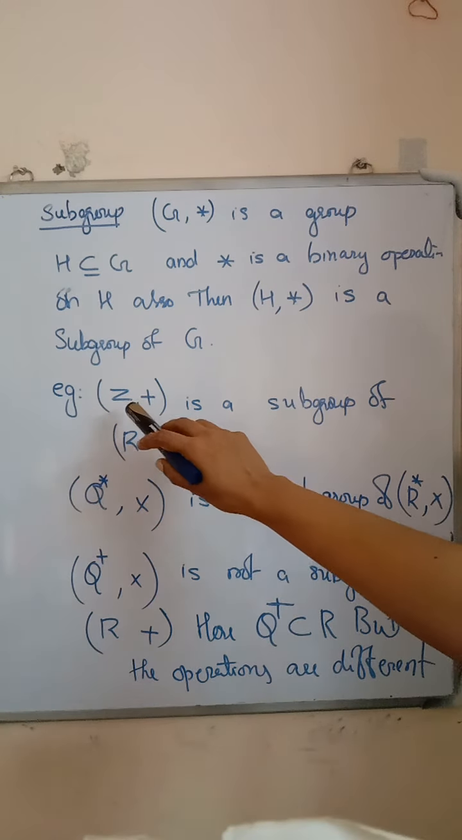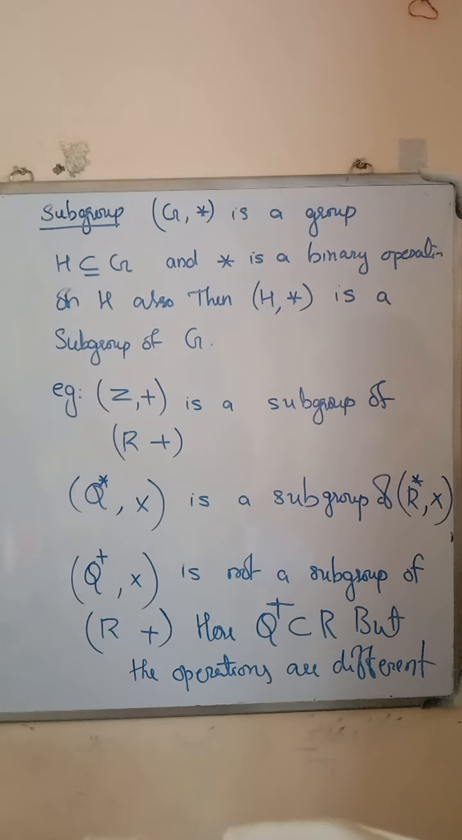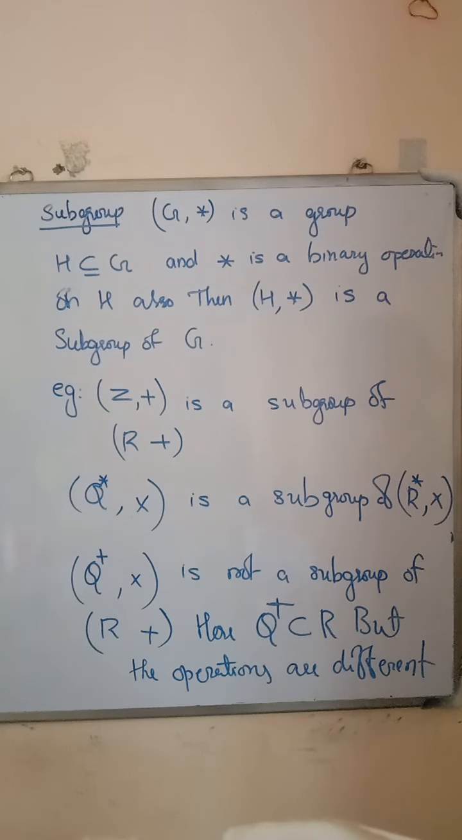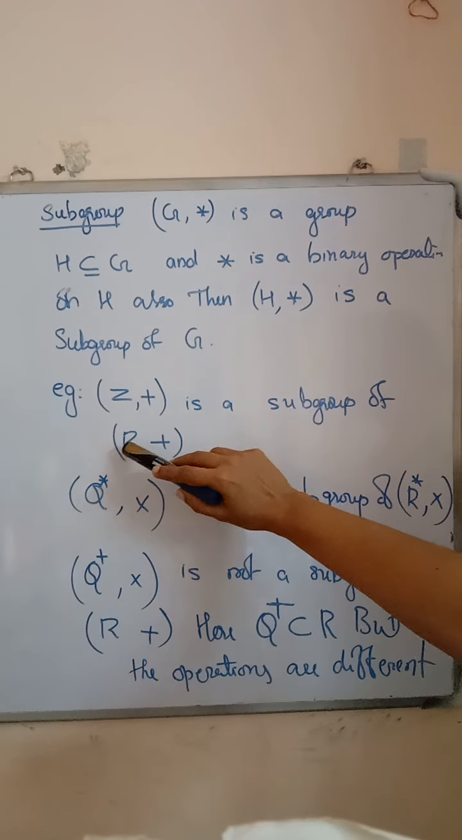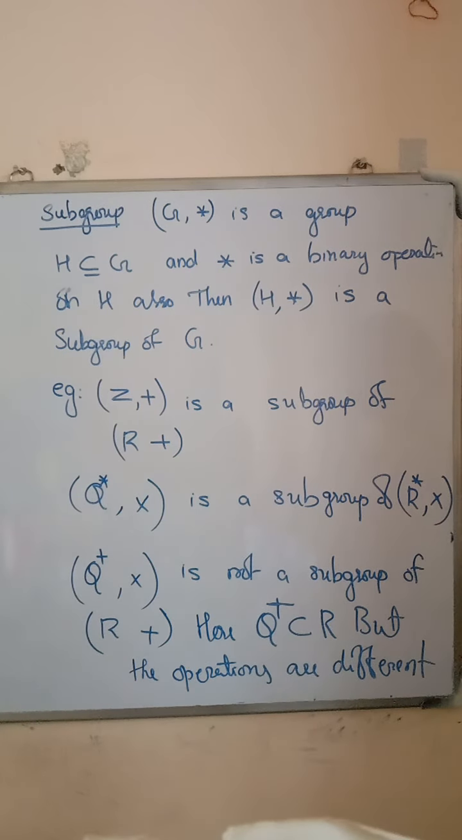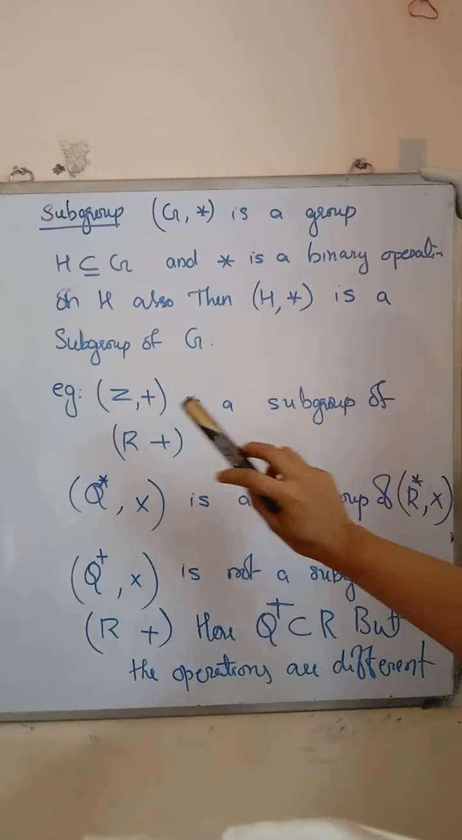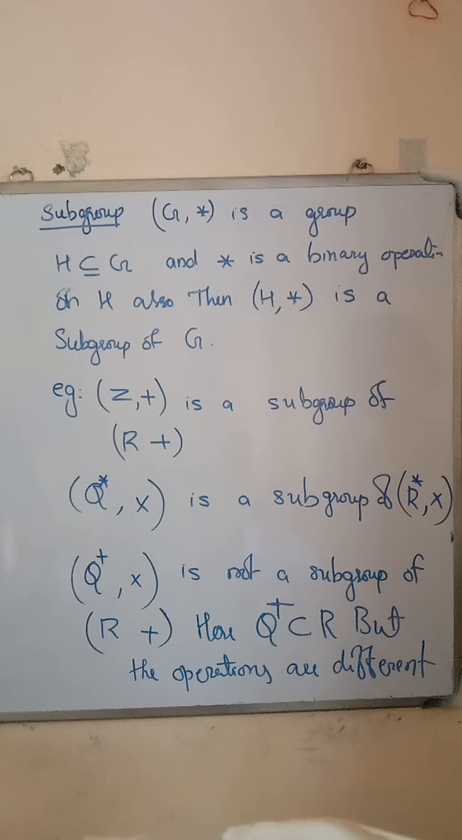We know that Z under addition is a group. R under addition is also a group. Also, Z is a subset of R. So, Z under addition is a subgroup of R under addition.